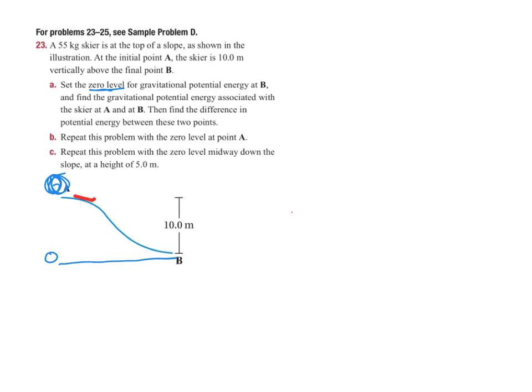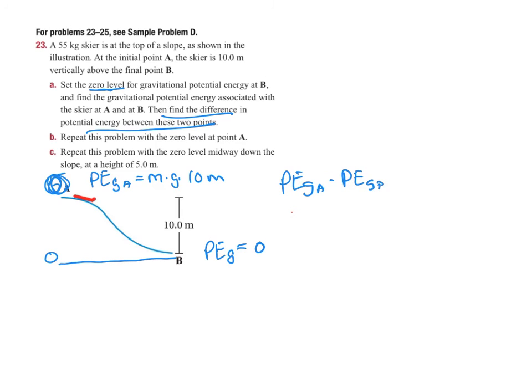Well, if B is my zero, then the PEG at B is just 0. And the PEG at A is pretty easy. It's just mg times 10 meters, so it's a positive number. But it's asking to find the difference between the potential energy between these 2 points. So the difference is PEGA minus PEGB. You've got 550 times 10, 5,500 minus 0 is 5,500 joules, positive.